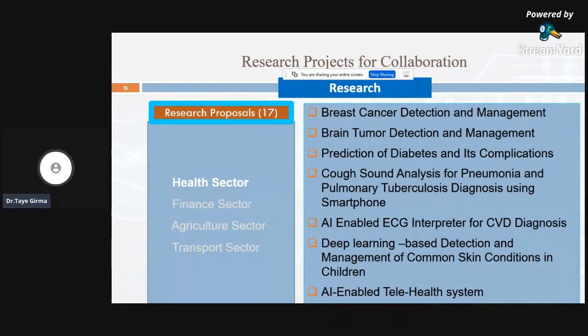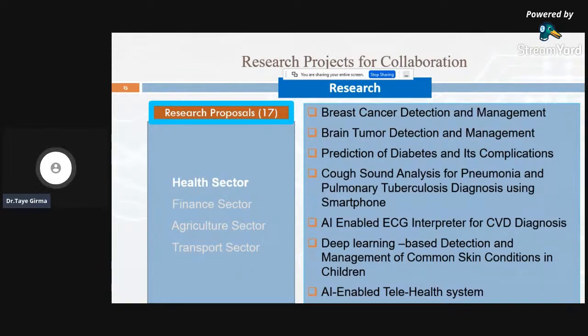We are also trying to work at the smartphone level. Of course, this is going to work for COVID detection also, which we haven't started working on. If we are able to achieve pneumonia and TB diagnosis through the smartphone, in the same way we can do COVID-19 detection.